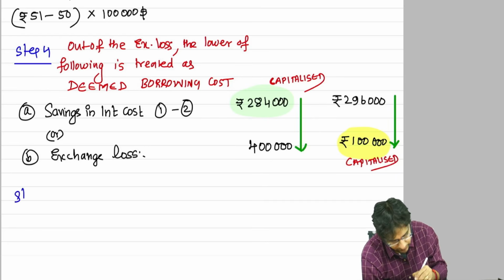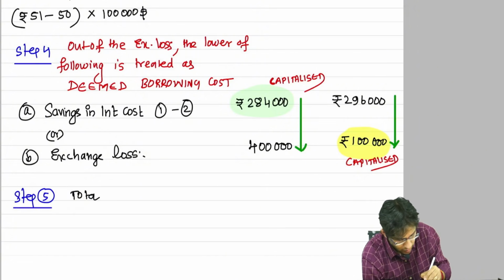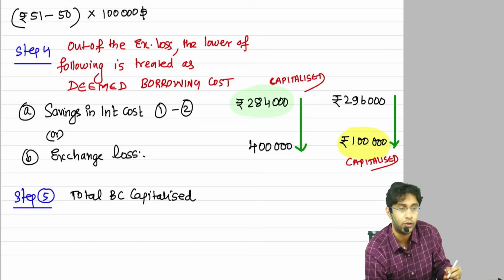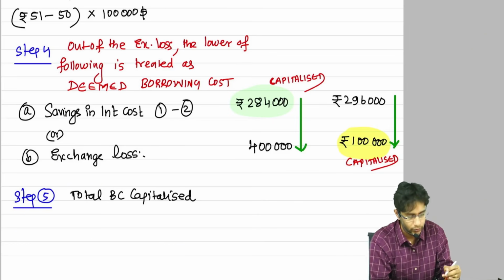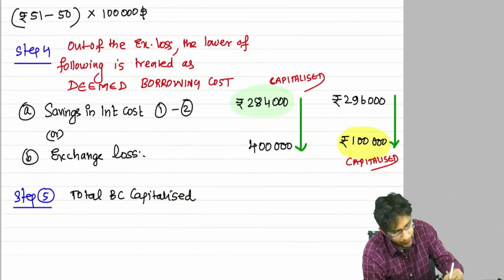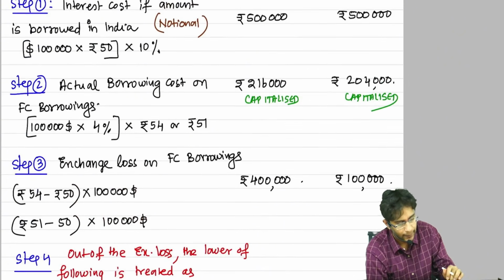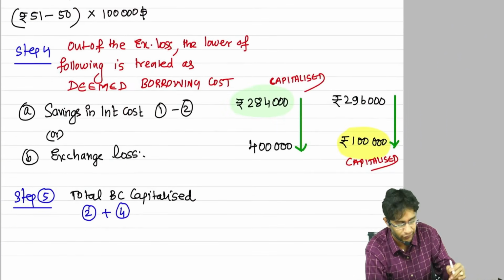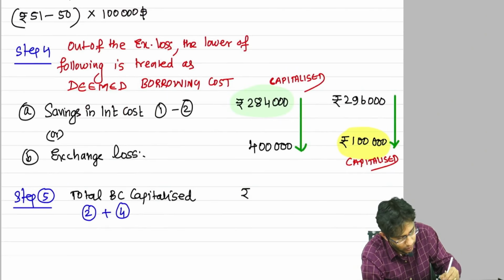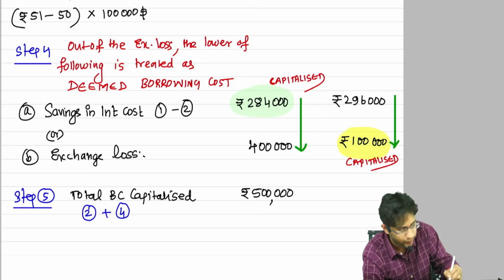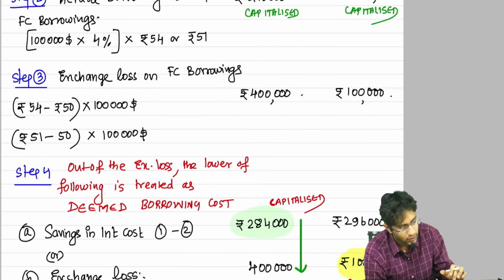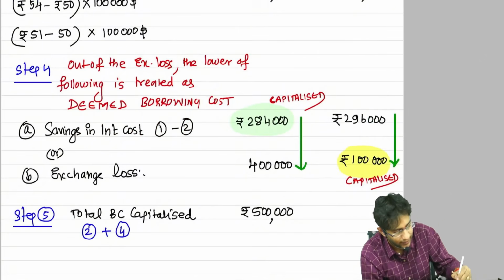Step number 5. Total borrowing cost capitalized is equal to step number 2 plus step number 4. Step number 2, I am capitalizing 216. Here I am capitalizing 284. Total I am capitalizing now an amount of 5 lakhs. Whereas here 204 plus 1 lakh. I am capitalizing 3 lakh 4,000.